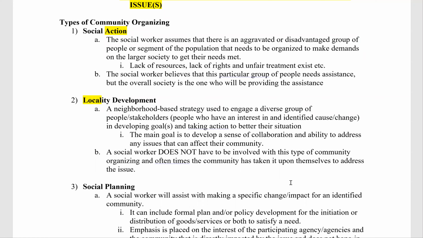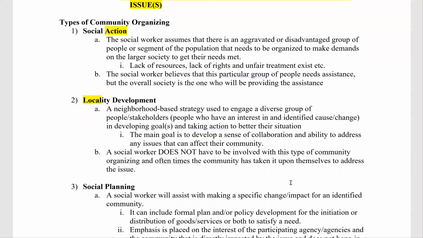So, stated in a different way, it's a neighborhood-based strategy utilized to engage a diverse group of people and or stakeholders, people who are interested in it and are being negatively impacted by an issue, in developing goal and or multiple goals and is taking action to better their situation.